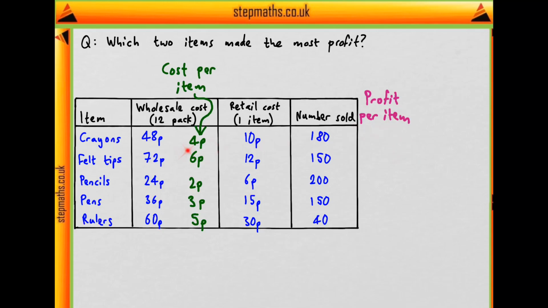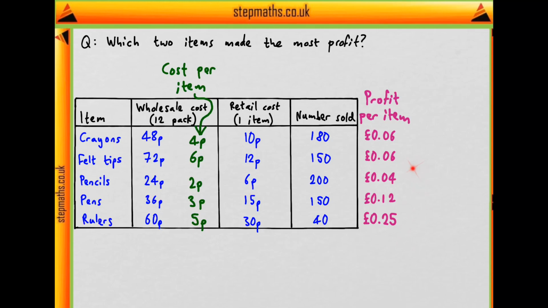What's the profit per item for crayons? So it got us 10p in retail, and we bought it in wholesale for 4p. So 10 minus 4 is 6p profit. Then for felt tips, 12 minus 6 is again 6p. For pencils, 6 minus 2 is 4p. For pens, 15 minus 3 is 12p. And finally for rulers, we have 30p minus 5p, which is 25p.